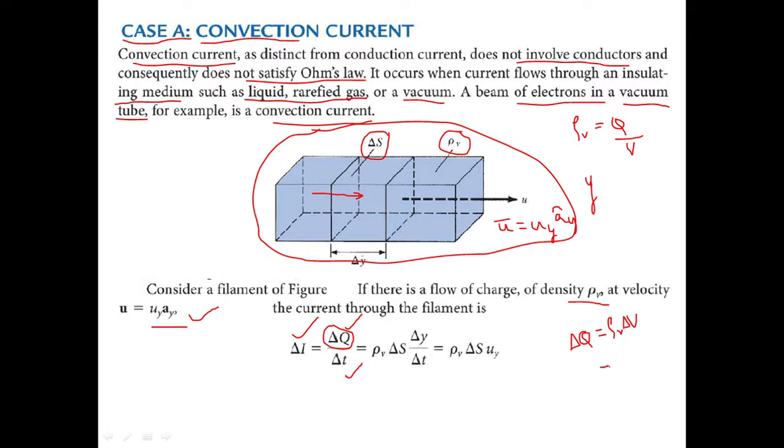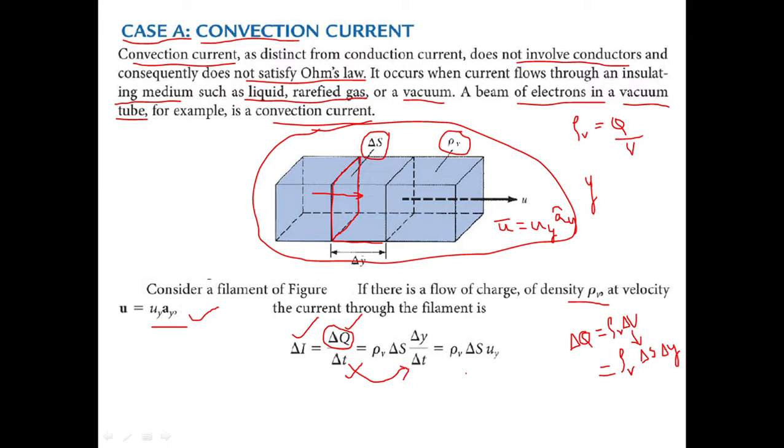Now delta v, how can I write it in terms of surface? If I want to write delta v with a surface, I can write this as delta S into delta Y. This is how you understand it. Now, this is a surface, that is delta S, right? If I multiply this surface by this length, it gives me this volume, right? So that is why delta Q can be written as rho V into delta S into delta Y. So when you substitute all those here, this is what you get. That is, delta Q is substituted as rho V into delta S into delta Y, and delta T is written as it is here, right?